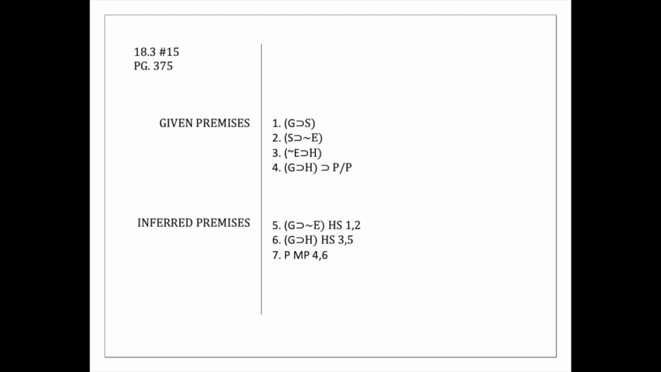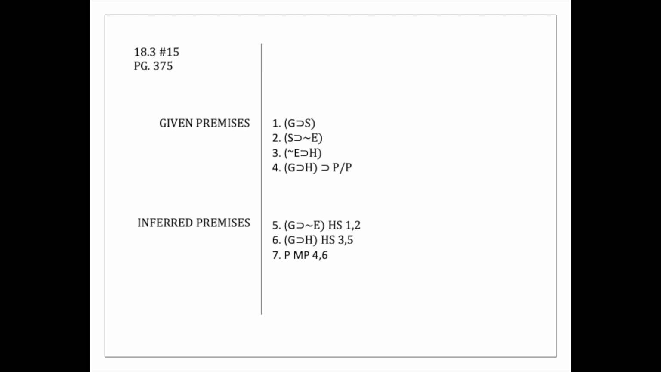The argument states, if Gilligan is late, then the skipper will be worried about his little buddy. I translated this first sentence as if G, then S. The second premise, if the skipper is worried about his little buddy, then the skipper won't eat. Premise 2, I translated if S, then tilde E. Premise 3, if the skipper won't eat, then Mrs. Howe will become concerned. I translated premise 3 as tilde E, horseshoe, H.